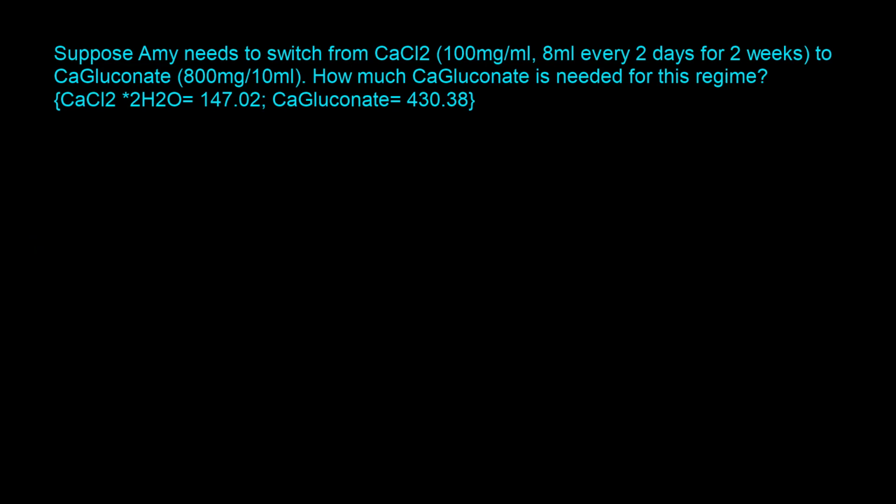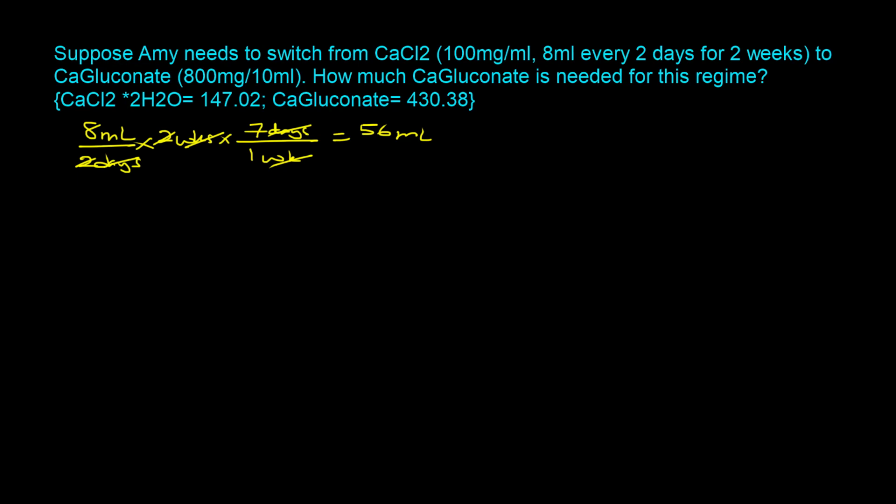So the first thing we really need to do is determine exactly how much elemental calcium Amy is going to receive based on the dosing of the calcium chloride. So we start off with the 8 milliliters, which Amy is receiving every 2 days. And she's going to receive this for 2 weeks. So what we are doing right here is using dimension analysis. And in every week, there are 7 days. So the weeks cancel out and the days cancel out. The 2 also cancels this 2 out, and you end up with 56 milliliters of the calcium chloride.